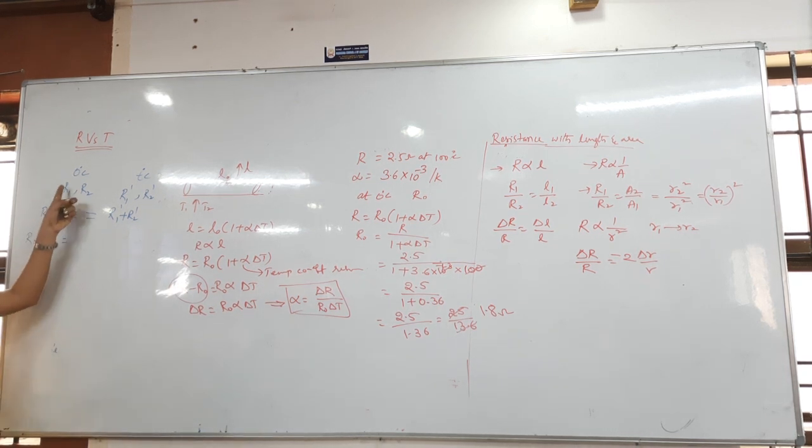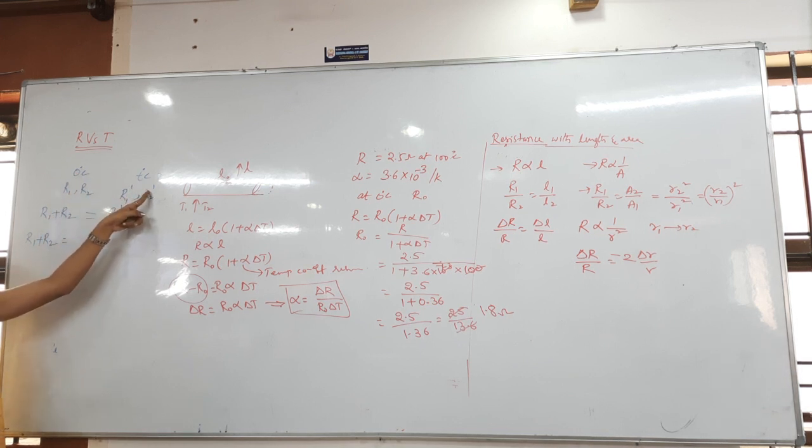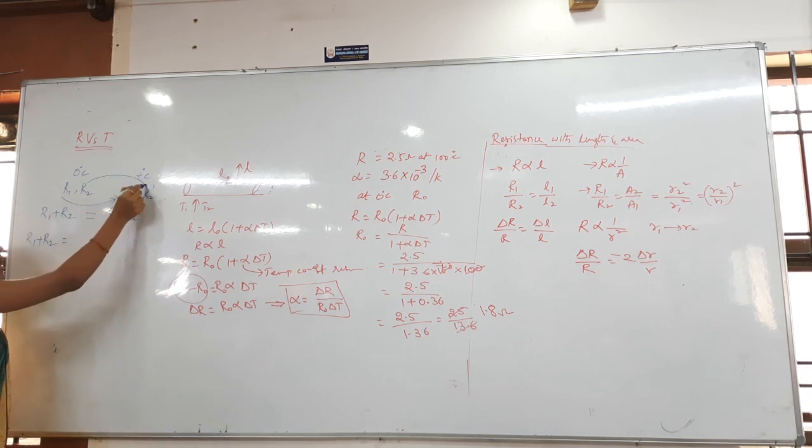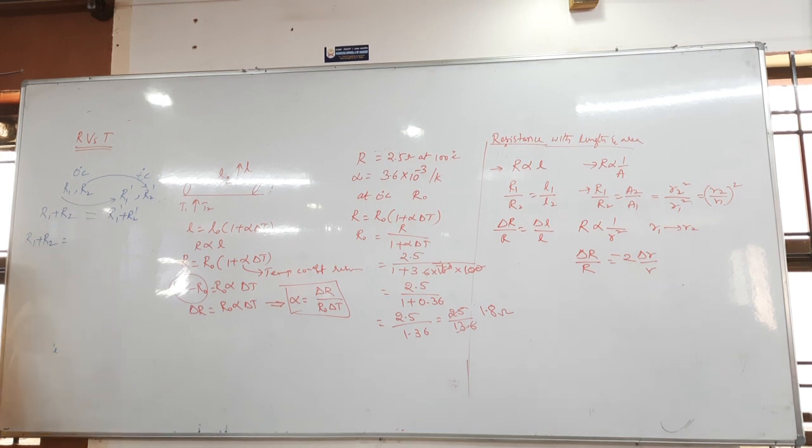From where to where are we changing? 0 to T degrees Celsius. Then R1 is changing from R1 to R1 dash, and R2 is changing from R2 to R2 dash. Now tell me the R1 dash value. R1 dash is equal to how much? R1 into 1 plus alpha into delta T, correct?